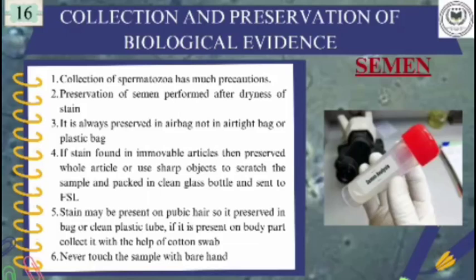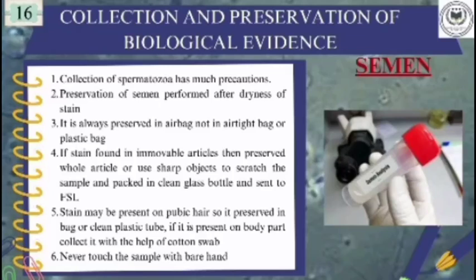Next, semen. The collection of spermatozoa requires many precautions because semen becomes brittle after drying. So if stains are found on a cloth or any other object, and it is not handled properly, there is a chance of the spermatozoa breaking into pieces. Preservation of semen is performed after the stain is dry. If the stain is in a wet condition, bacteria may start to grow and there is a chance of decomposition of the protein in semen. So if the stain is wet, keep it for drying and then preserve the sample.